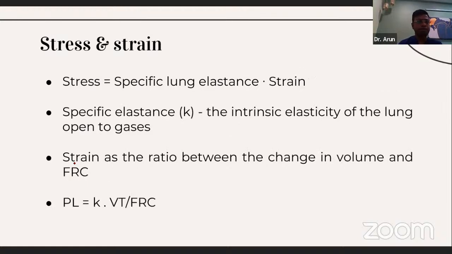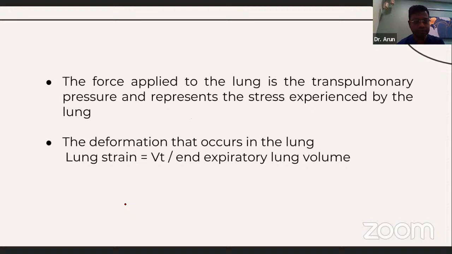So next, coming to the concept of stress and strain. Stress is equal to specific lung elastance into strain. Specific lung elastance is the constant, and the strain is the ratio between the change in volume and FRC. This stress corresponds, in ventilator terms, to transpulmonary pressure. That is equal to specific elastance multiplied by strain, that is tidal volume divided by FRC.